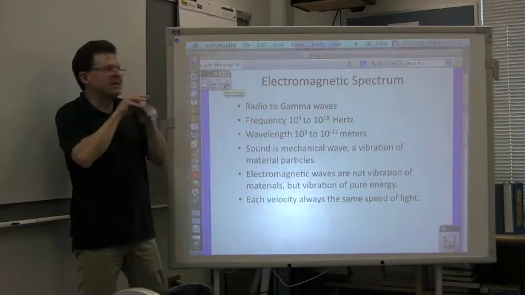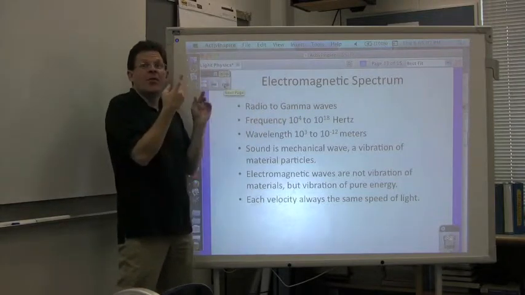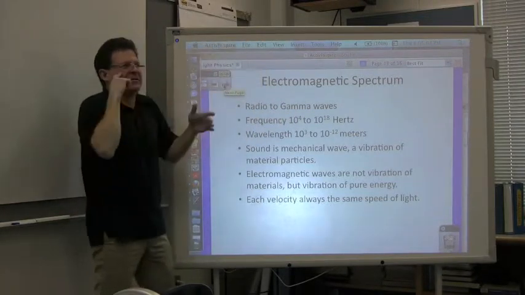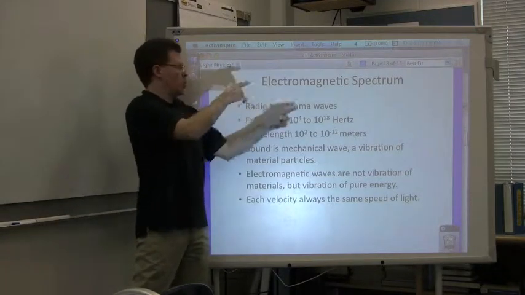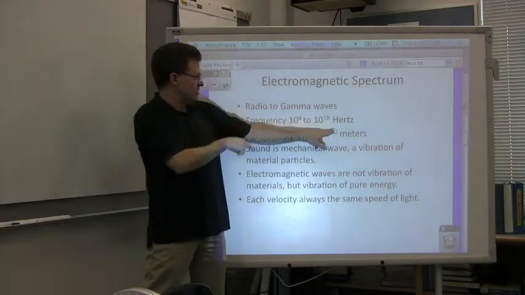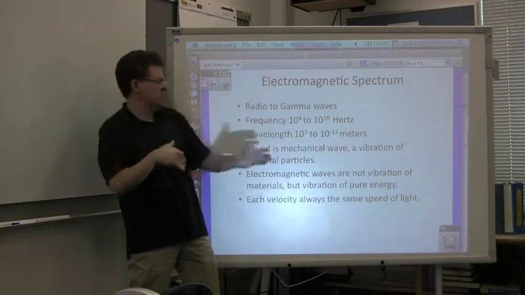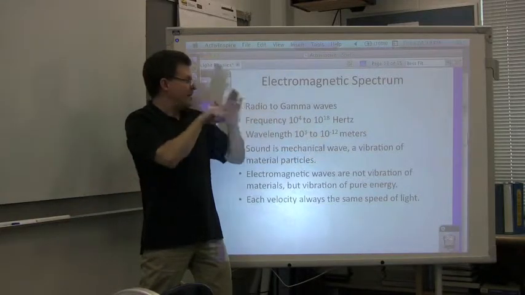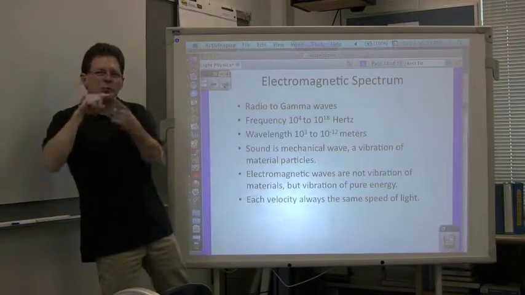Just to sum up the electromagnetic spectrum, radio to gamma waves that we know of, there are a lot more, but we haven't yet discovered those. We don't know yet what they are, but we do know radio to gamma waves for sure. Then frequency 10 to the 4th to 10 to the 18th hertz, wavelength of 10 to the 3rd to 10 to the minus 12th meters, meaning that 0.00000, 12 zeros.